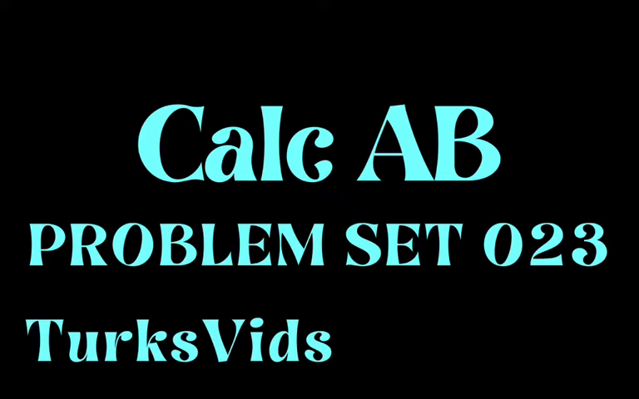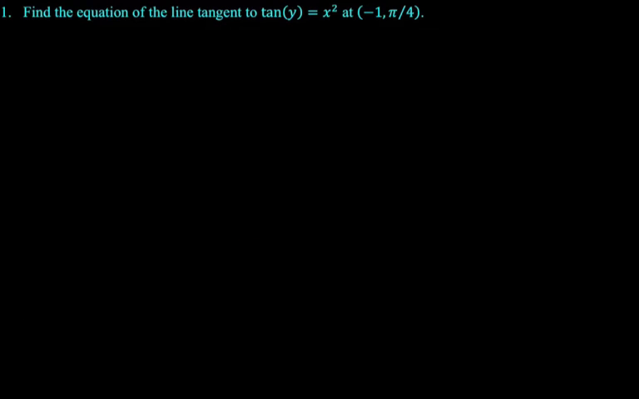Okay, in this video we're going to be doing problem set 23 from Calc AB, problems and a playlist in the description below, and let's see what the problems look like. Find the equation of the line tangent to tan of y equals x squared at (-1, pi over 4). So this is implicit first to find the slope, and then we'll just write the tangent line in point slope form, obviously.